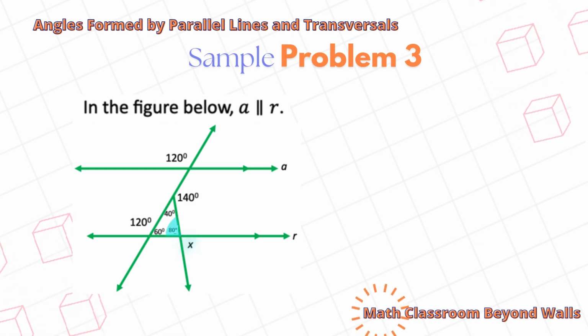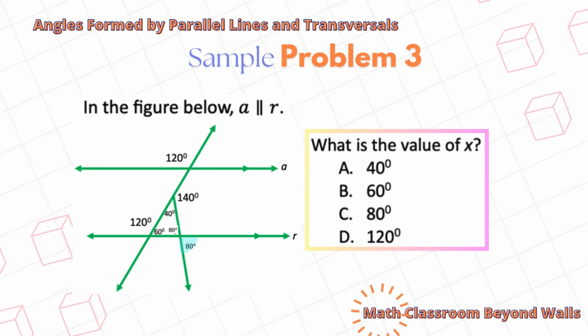Now look at angle X and the angle with a measure of 80 degrees. How are they related? You are correct, they are vertical angles. And what do we know about them? Yes, they are congruent. So what is the measure of angle X now? Right, angle X is also 80 degrees. Bingo! We got the answer to the problem. Okay, so which one is our answer again? You are right. Option C is our answer.